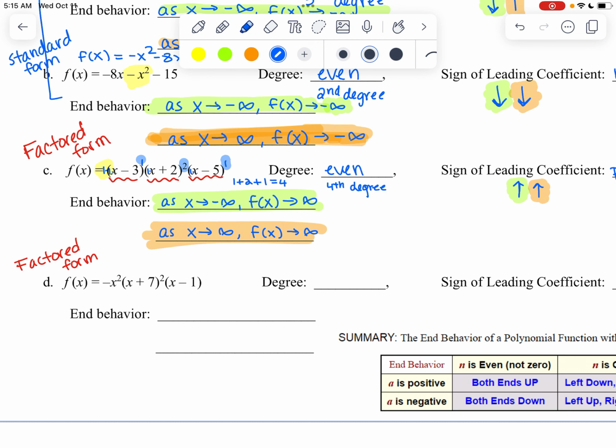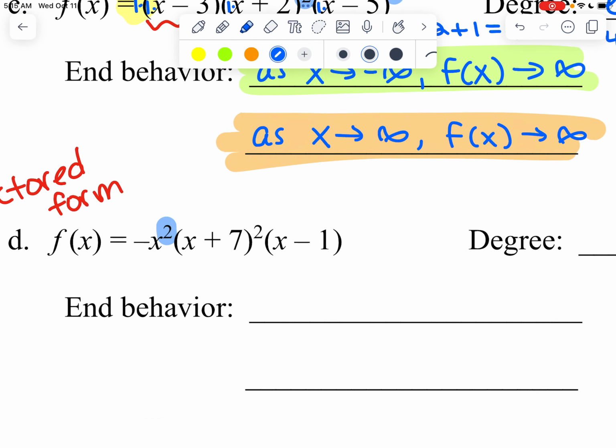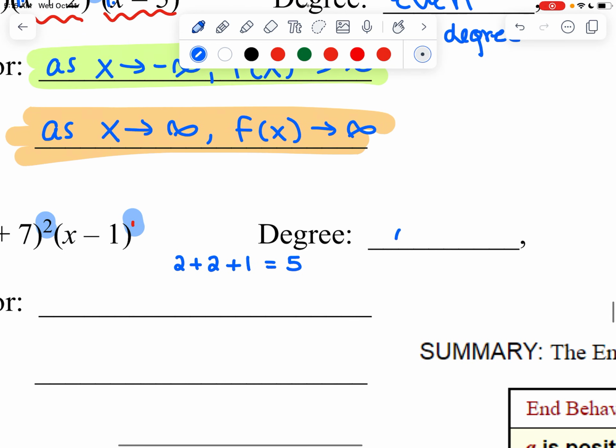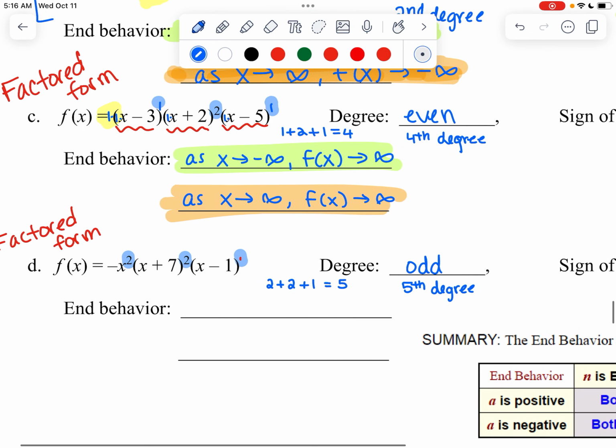So let's start by looking at those powers. So we have negative x squared, so that's two factors of x, two factors of x plus 7, and then one factor of x minus 1. So if I think about the degree, if I multiplied this out, I have 2 factors plus 2 factors plus 1. The degree would add up to a 5th degree polynomial, which is odd, right? A 5th degree. If you were to multiply that out, x's highest power would be a 5.